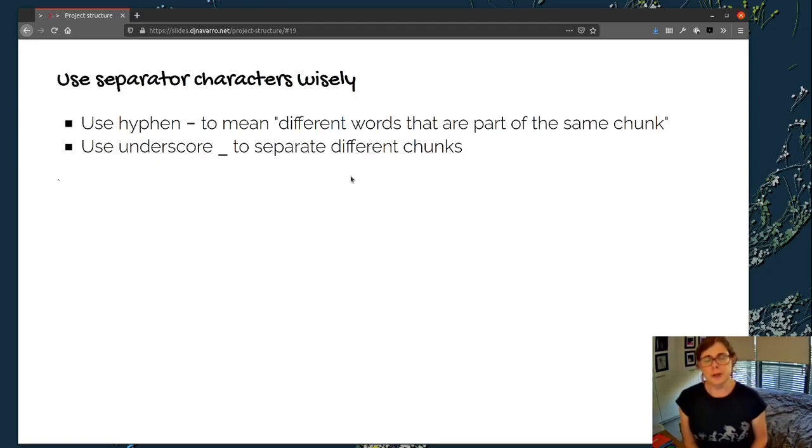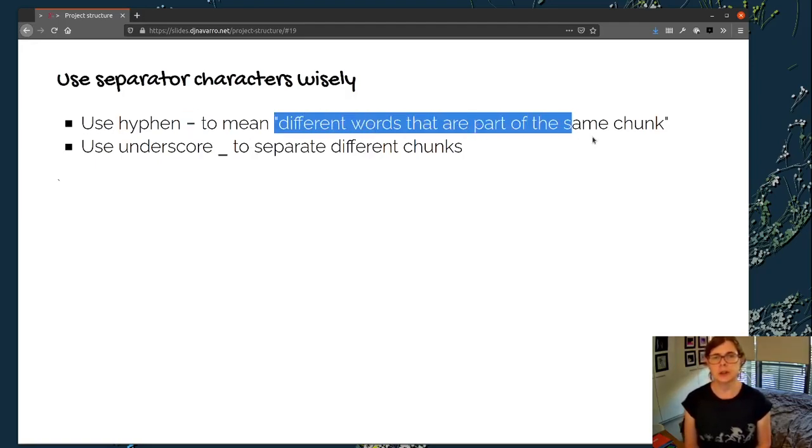Okay, next principle: use your separator characters wisely. One thing that you've probably been wondering, looking at it so far, is that I've sometimes used a hyphen, like a dash, to separate things, and sometimes I've used an underscore to do it. Use these things wisely.